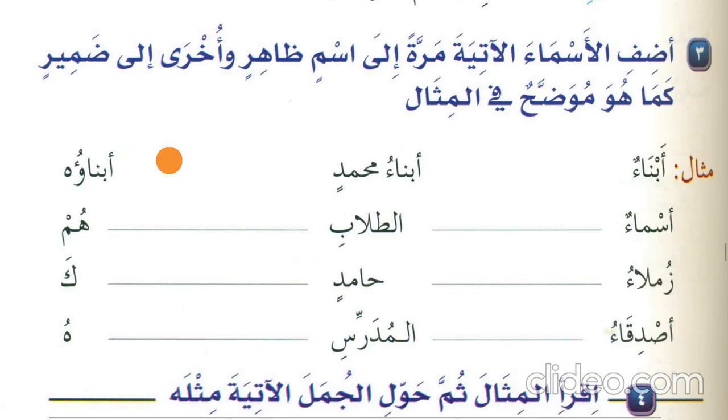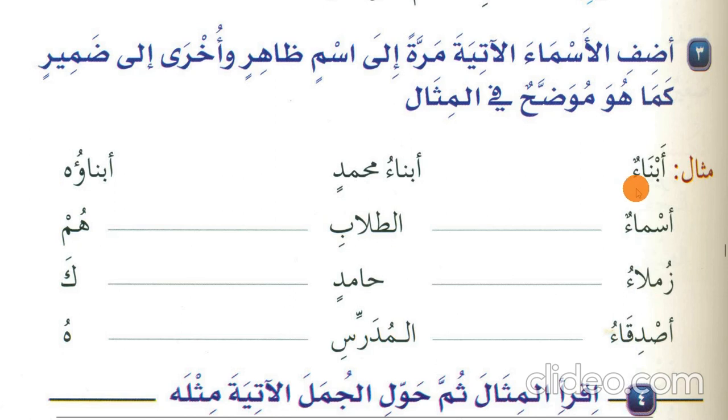Then azif al asma al atiya maratan ismin zahir wa ukhra ila damir kama huwa fil misal muwaddahun. Make muzaf the following nouns one time to the apparent noun. This is the apparent noun. And the other time to the pronoun. This is the pronoun, like it is cleared in the example.